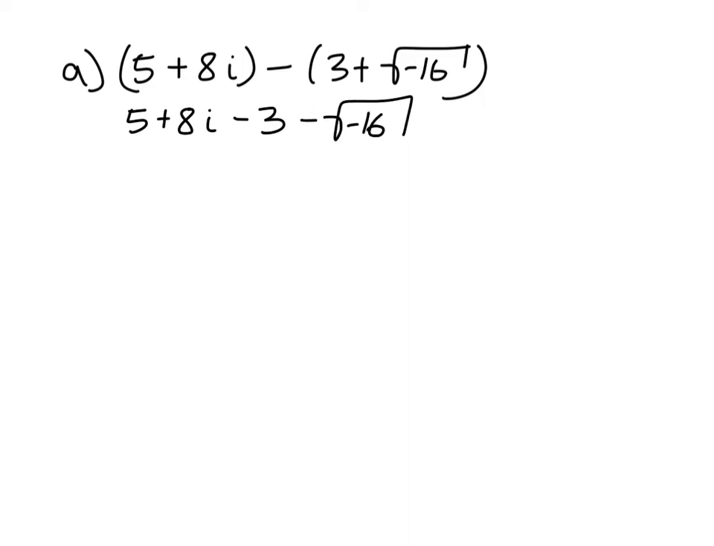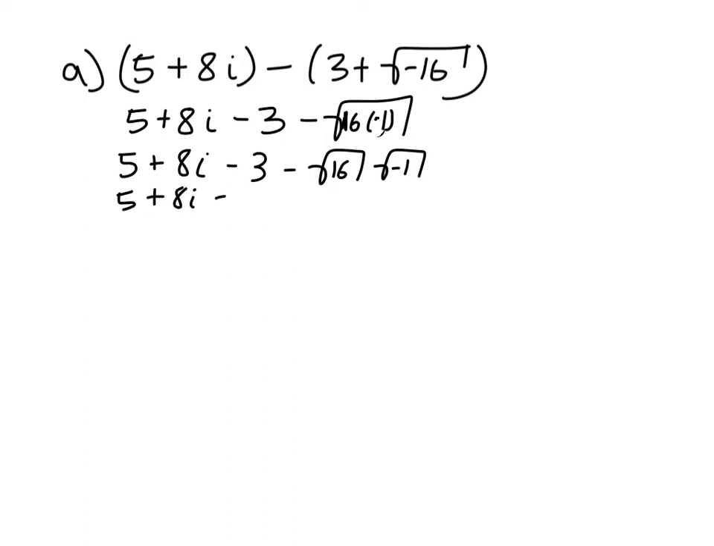Now, what is the square root of -16? That's the same thing as the square root of 16 times -1, right? -16 is 16 times -1. So I can break out that square root into the square root of 16 and the square root of -1. Now, the square root of -1 is i by definition. So this becomes -3 minus, the square root of 16 is 4, and the square root of -1 is i. So that becomes 4i.